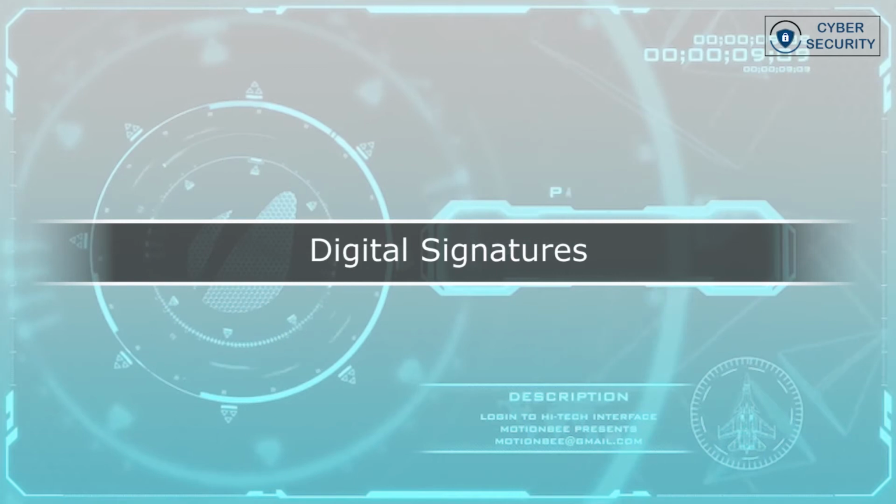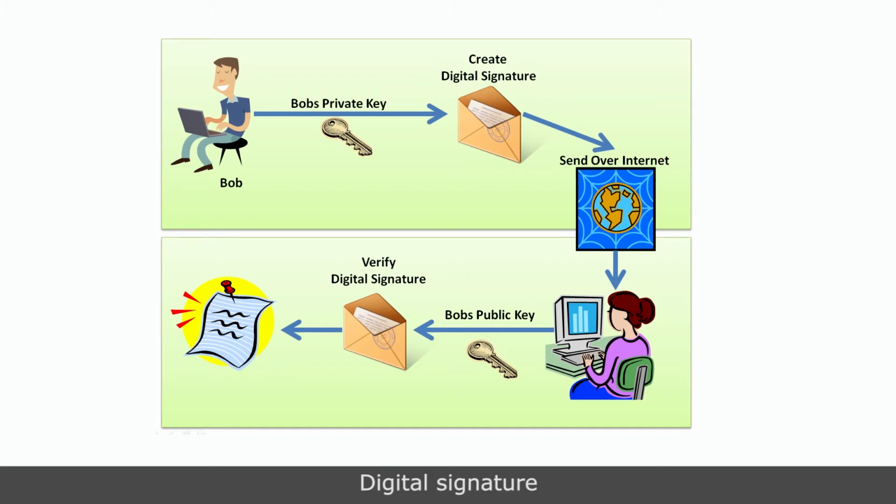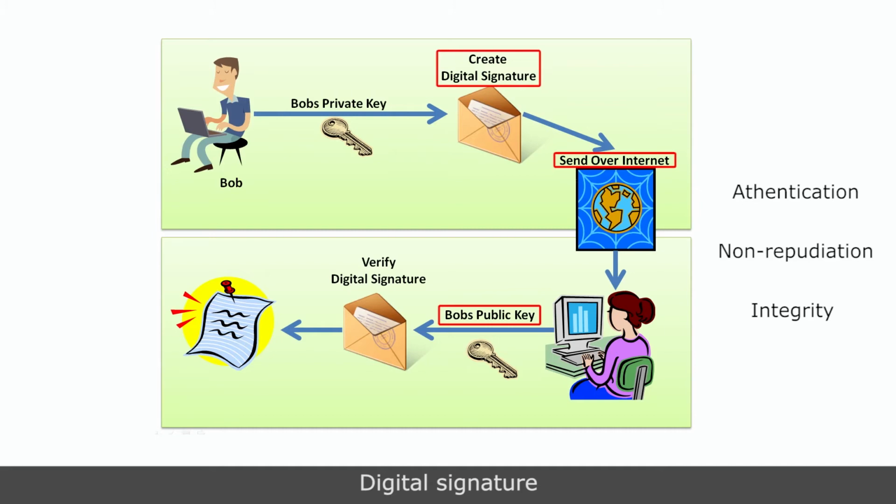The third important security mechanism is digital signatures. A digital signature is a technique that generates a digital code that is attached along with the message which is being transmitted over the internet. It makes use of public key cryptography to validate the authenticity and integrity of the message, software, or digital document. Digital signature ensures authentication, non-repudiation, and integrity of the message.